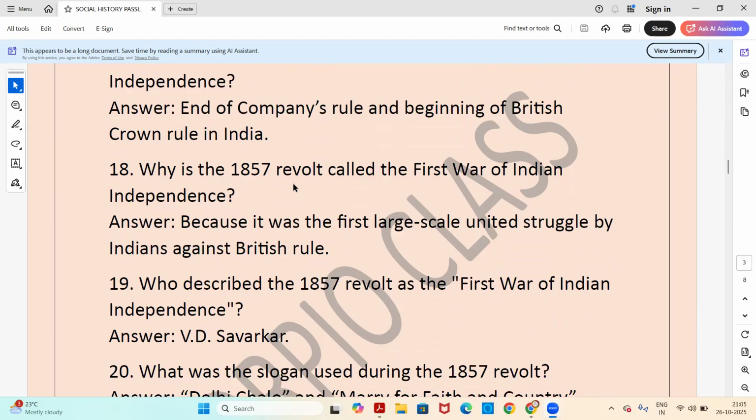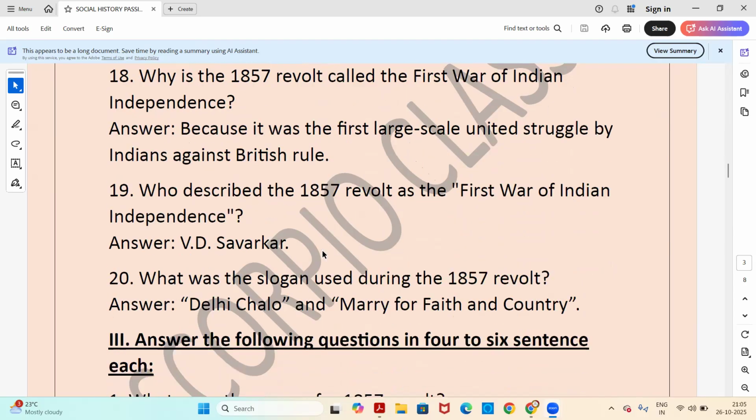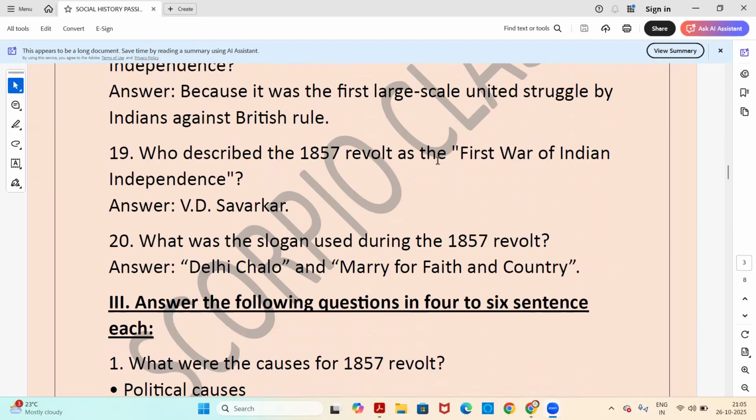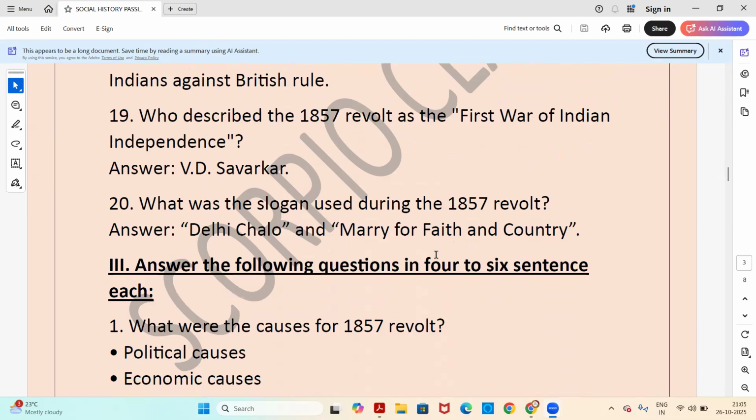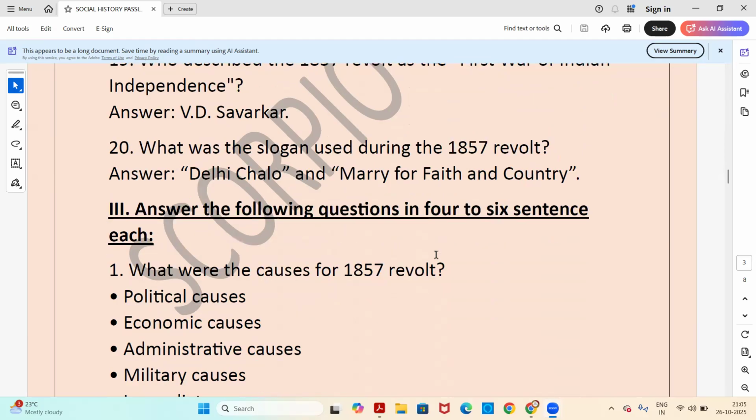Why is the 1857 revolt called the First War of Indian Independence? Answer, because it was the first large-scale united struggle by Indians against the British rule. Next, who described the 1857 revolt as the first war of Indian independence? Answer is V.D. Savarkar. What was the slogan used during 1857 revolt? Answer, Delhi Chalo and Marry for Faith and Country. So these were as many questions as possible of 1 mark from this chapter.